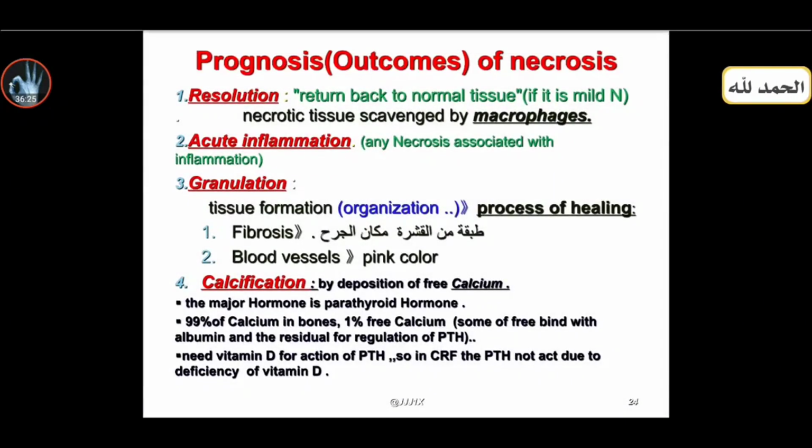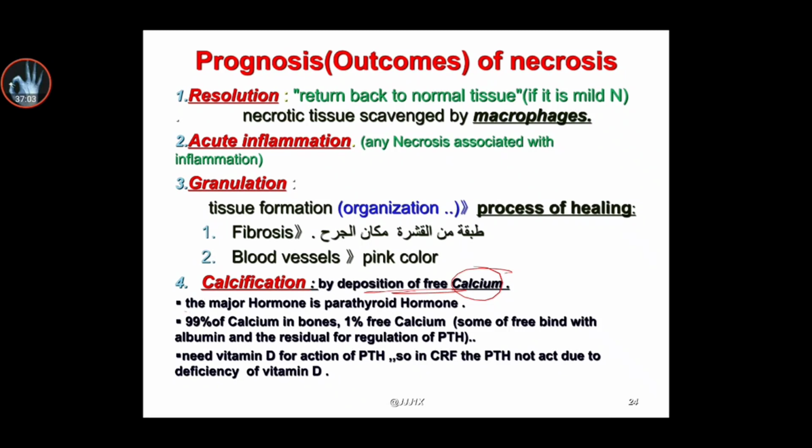So the outcomes of necrosis, the prognosis of necrosis: four. Resolution, return back to normal tissue if it was mild necrosis, or it goes to acute inflammation, as we know inflammation is associated with necrosis, or necrosis is associated with inflammation, or it goes by granulation to form fibrosis through the healing process, or it goes to calcification by the deposition of calcium.